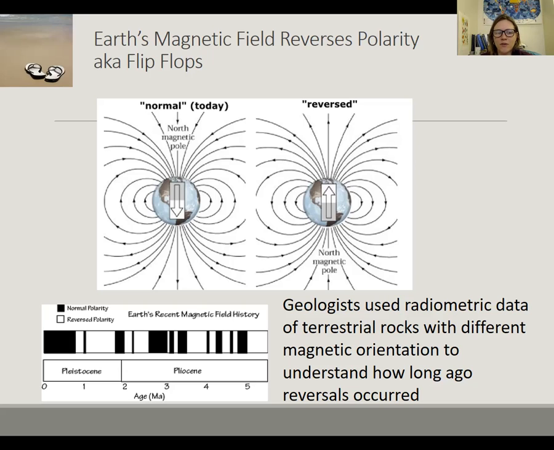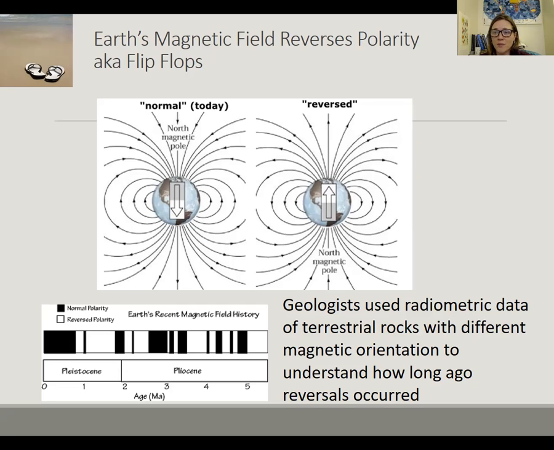It's flip-flopped and not on a particularly well understood pattern. And so we've had these different periods of what we call normal polarity, where rocks that form are in alignment with the current polarity of the planet. And then we also have rocks that have formed during periods of reverse polarity, where the magnetic orientation within these rocks is opposite of what we see today.